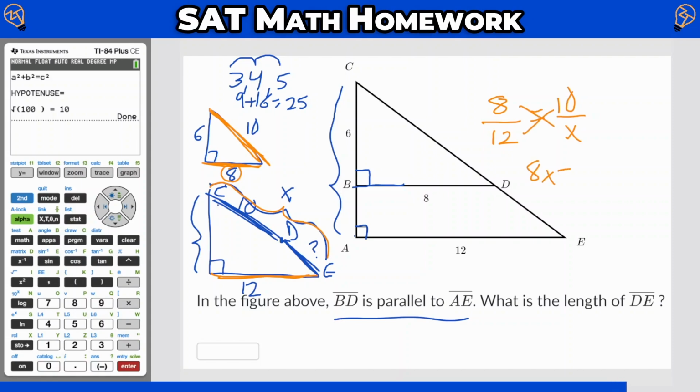I'll just go ahead and cross multiply and divide. And once I do so, I see that the entire side length is 15. So if this whole thing's 15 and this part is 10, I know that this question mark that we're trying to find is 15 minus 10, or 5.